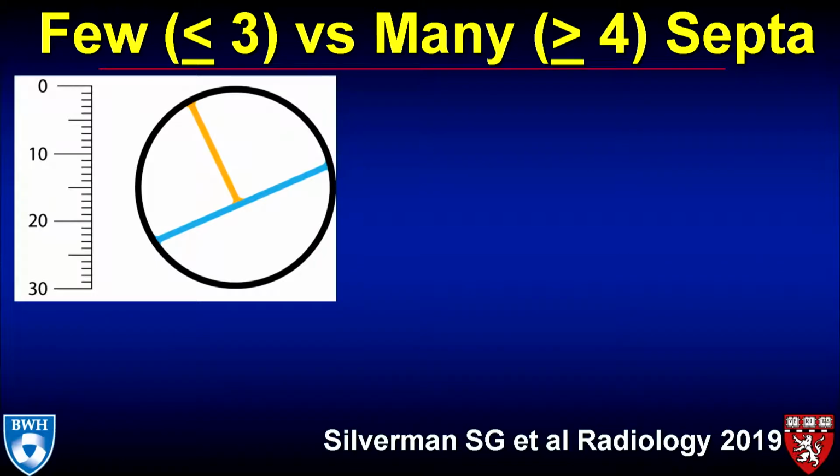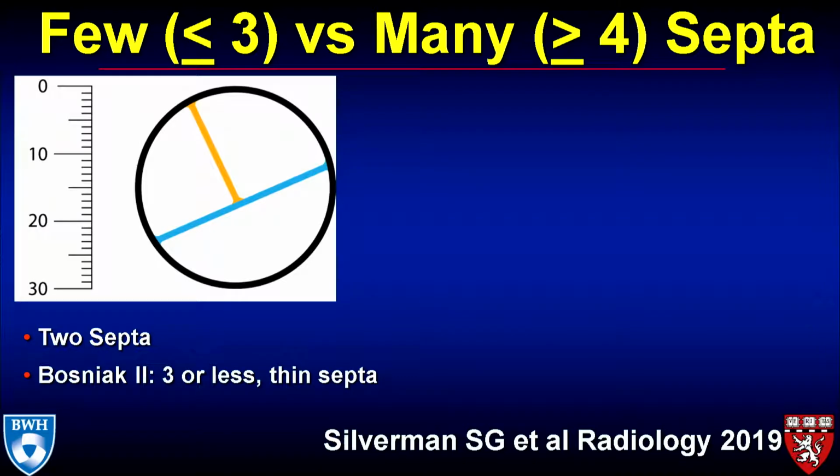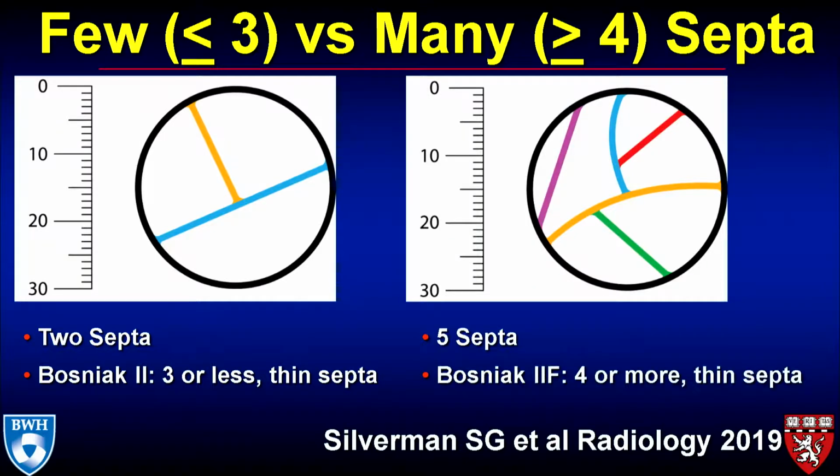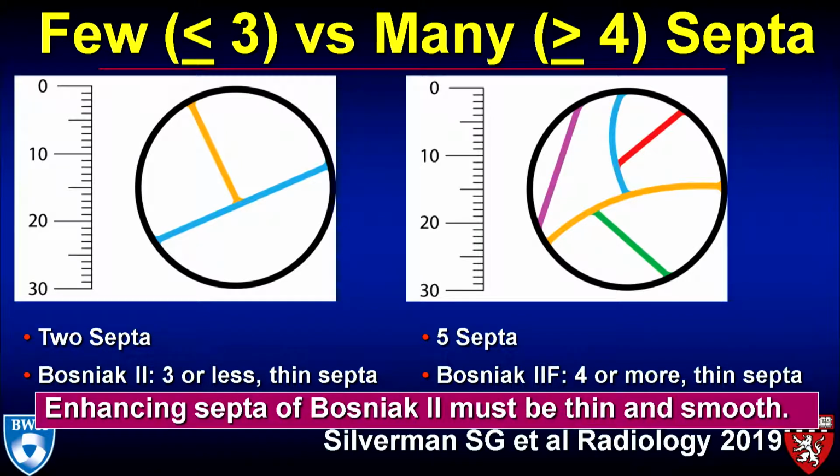So let's talk a little bit about these septa. Here's a case with 2 septa. It's a 2 because there are 3 or less and they're thin. And here's one with 5 septa. So that's a 2F because there are 4 or more and thin septa, okay? So remember, enhancing septa of a 2 must be thin and smooth.